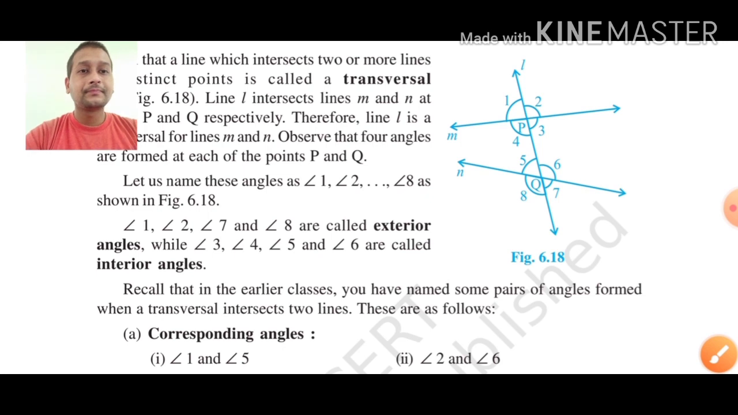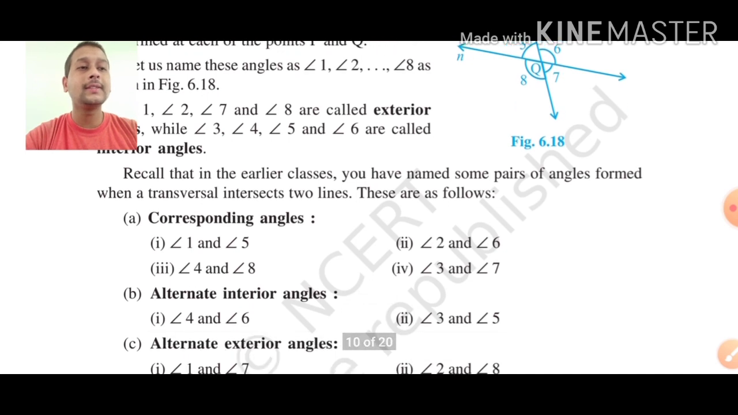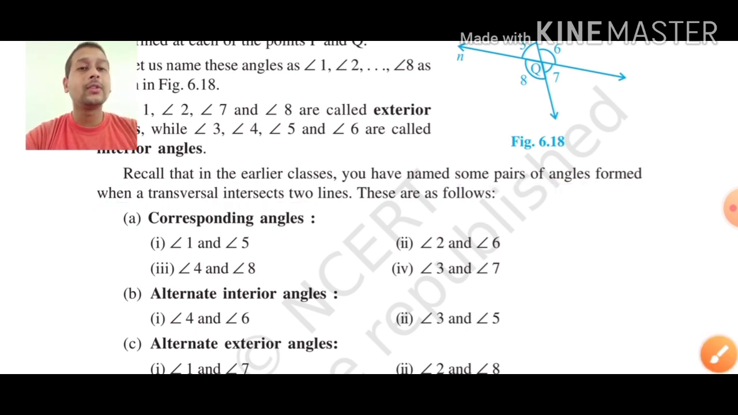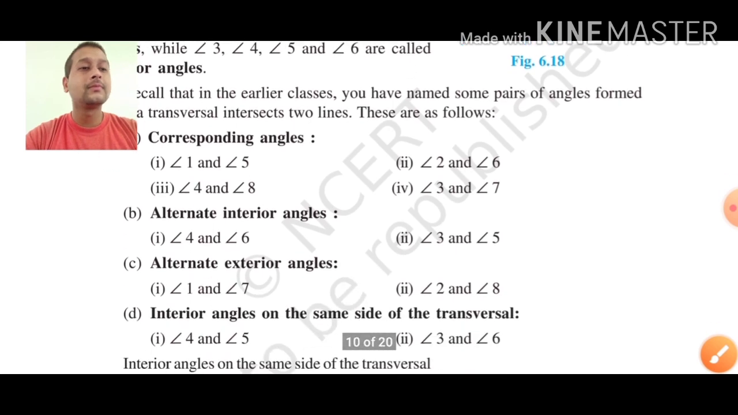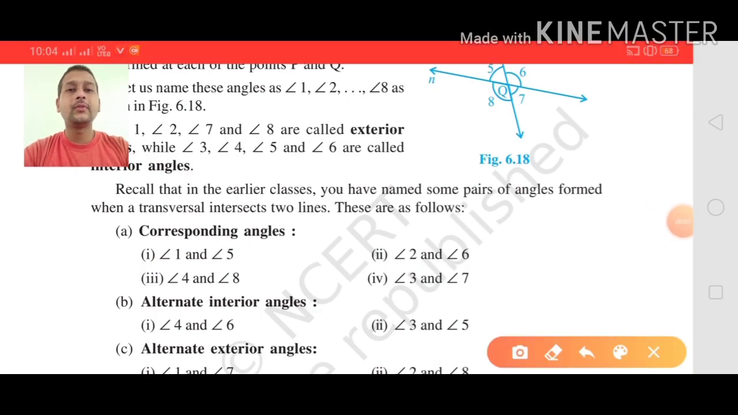Now they have been given some names. They form pairs of angles when a transversal intersects these two lines, and we have come across these names before also. Check the names: corresponding angles, alternate interior angles, alternate exterior angles, and interior angles on the same side of the transversal. So at first we are going to learn about corresponding angles.